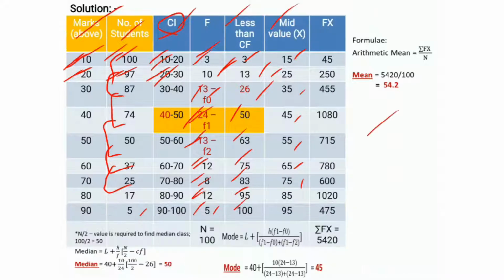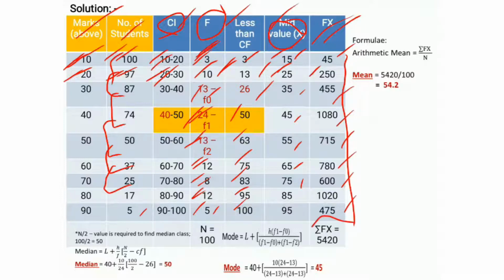Once you get that value, you multiply the frequency value with the X value, and you will get Fx. The first value I'll show: 3 into 15 is 45. 10 into 25 is 250. Similarly, get all the Fx values. After getting all the Fx values, just add them. You will get summation Fx as 5420.